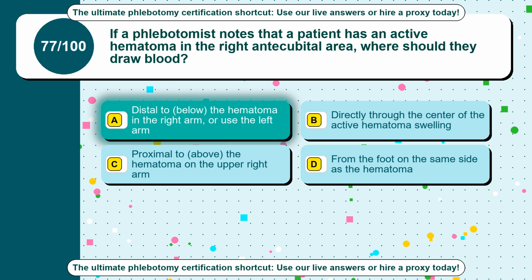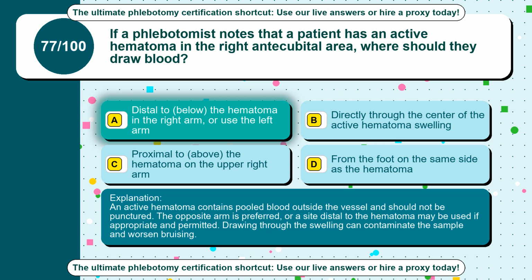The correct answer is option A, distal to, below, the hematoma in the right arm, or use the left arm. An active hematoma contains pooled blood outside the vessel and should not be punctured. The opposite arm is preferred, or a site distal to the hematoma may be used if appropriate and permitted. Drawing through the swelling can contaminate the sample and worsen bruising.